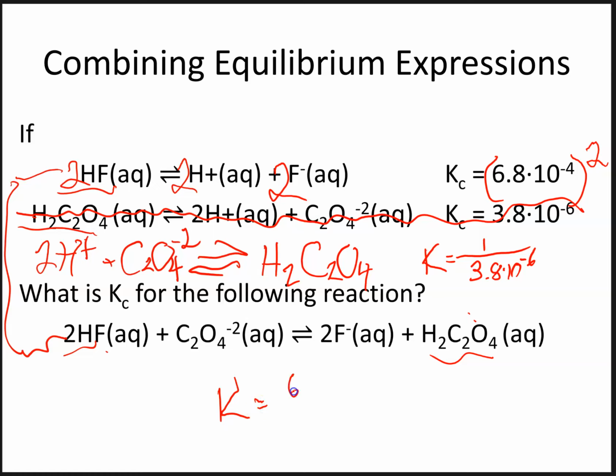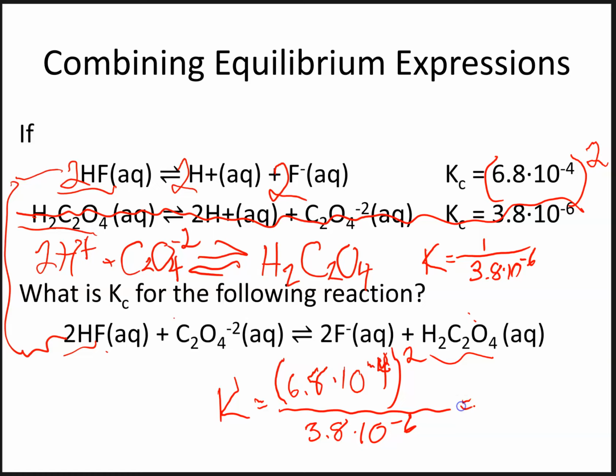So when I do that, I can calculate the equilibrium constant K. It's going to be equal to 6.8 times 10 to the minus 4, quantity squared, all over 3.8 times 10 to the minus 6. So I combine those two equilibrium constants to arrive at something I don't necessarily have a value for, but now I can predict what it is. And so that's how you can manipulate equilibrium expressions.